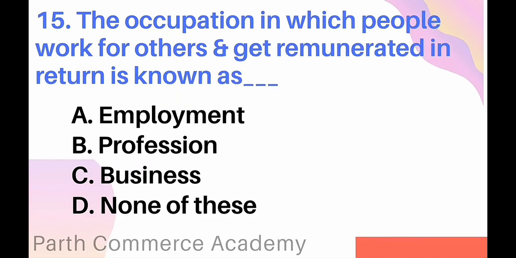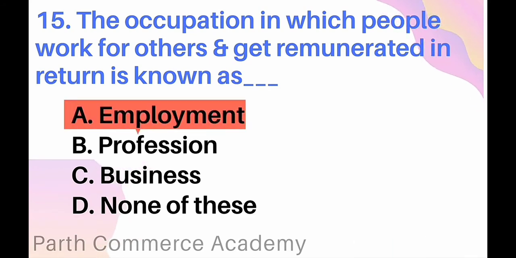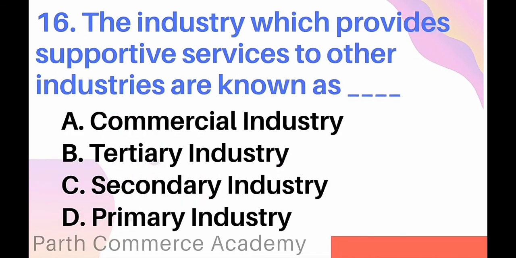Next question is, the occupation in which people work for others and get remunerated in return is known as employment, profession, business, or none of these. So we know that in employment only this happens. So the answer is option A, employment.